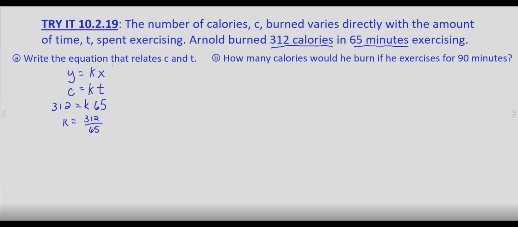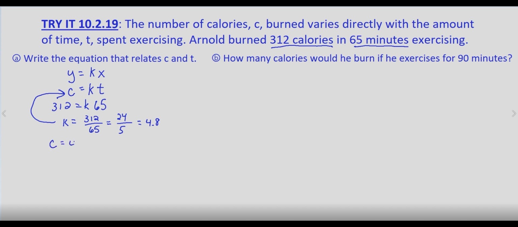We can leave this in a fraction form if we divide both of these by 13. They both have a common factor of 13. 312 divided by 13 is 24, and 65 divided by 13 is 5. And we can leave it in this fractional form, or we can write this as a decimal, and it's just going to be 4.8.